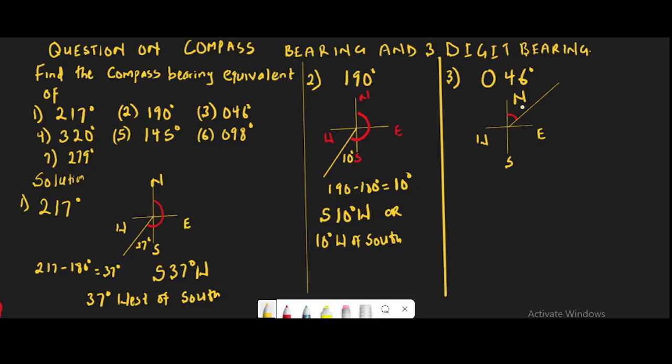So we have it between the north and the east. So we have N, and here it is 46 degrees. So it is north 46 degrees east, or 46 degrees east of north. Then the fourth question there. The fourth question is 320.